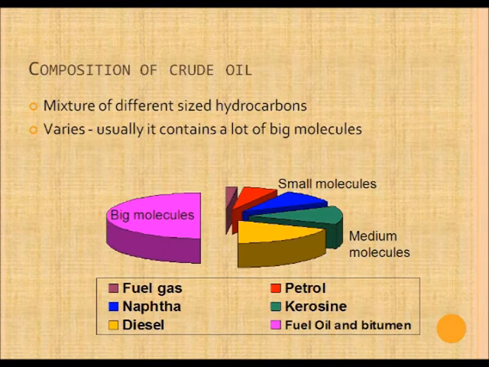The composition of crude oil. There is a mixture of different size hydrocarbons, where usually it contains a lot of big molecules. You can see the graph. The purple shows fuel gas, blue the naphtha, yellow diesel, red the petrol, green kerosene oil, and the fluorescent denotes the fuel oil and the bitumen.